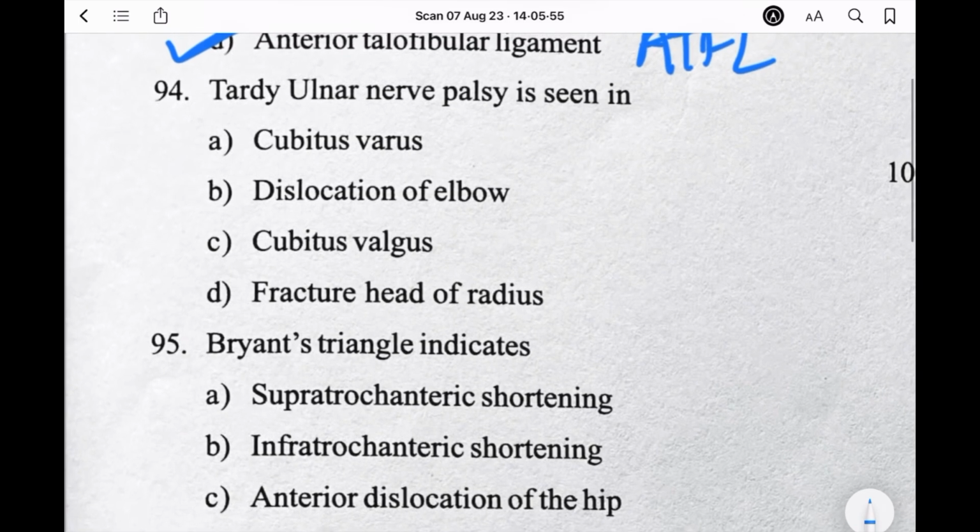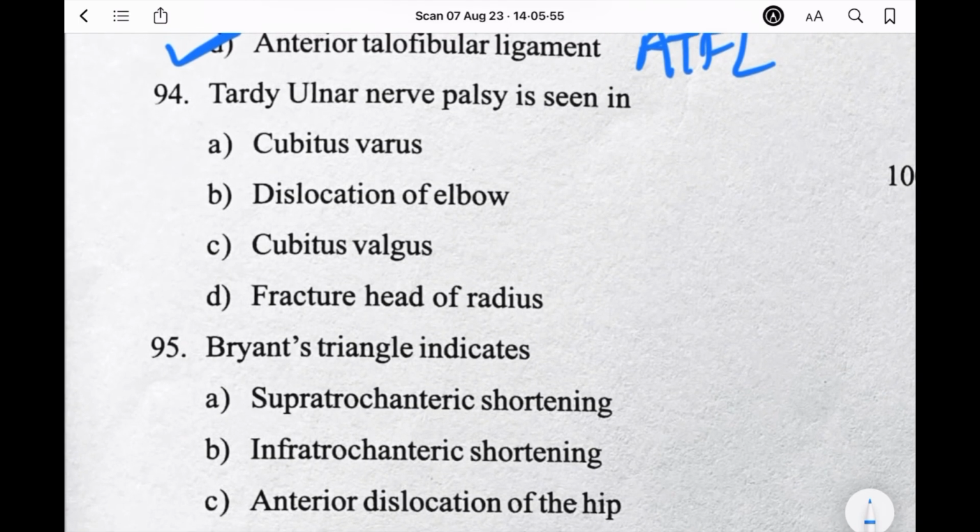Question number 94, tardy ulnar nerve palsy is seen in. So options are cubitus varus, dislocation of elbow, cubitus valgus, fractured head of radius. So correct answer is cubitus valgus.